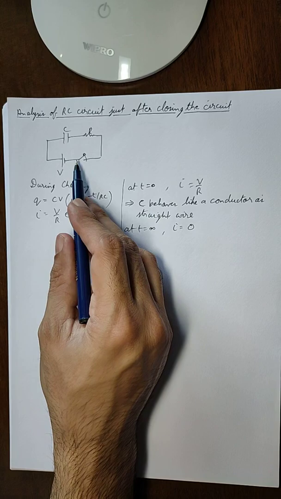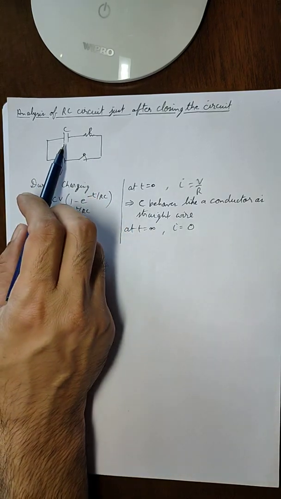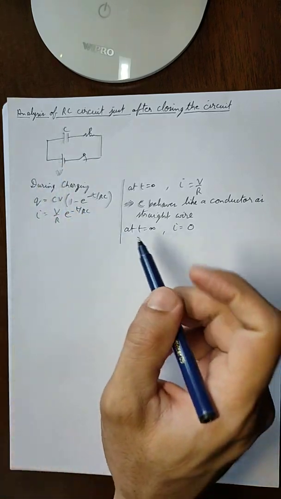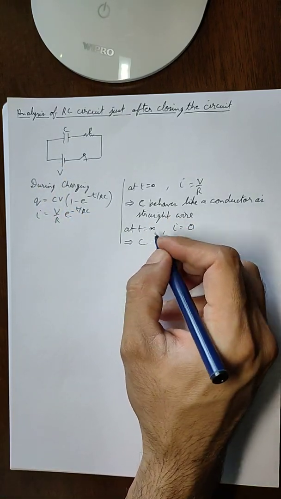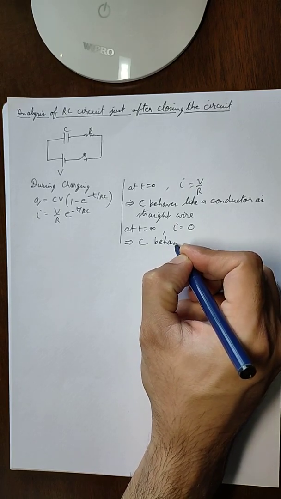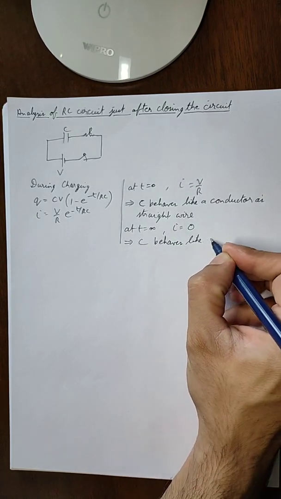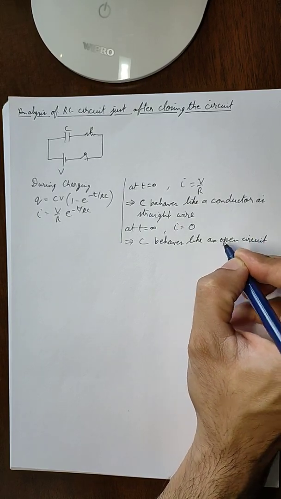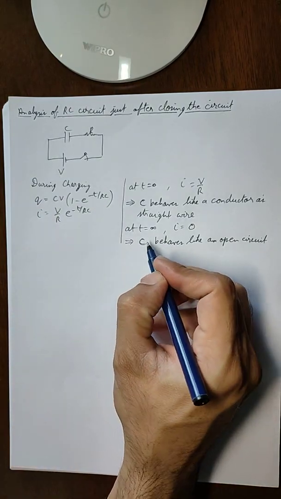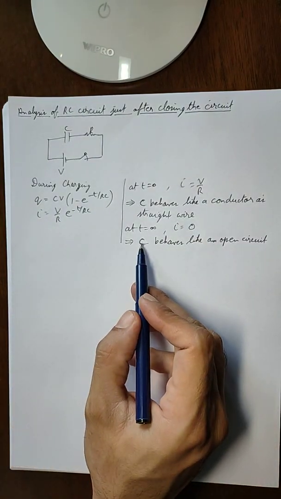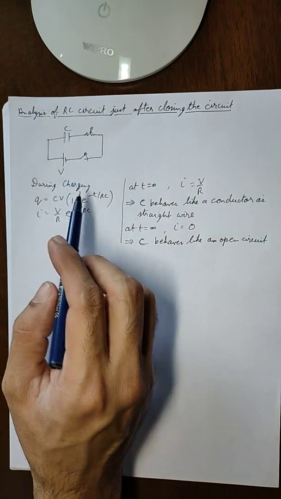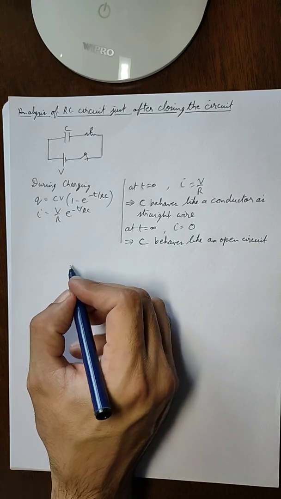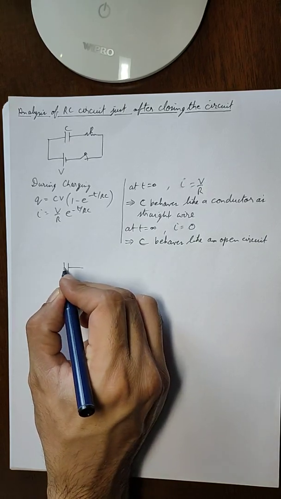That means there is no current flowing in the circuit because the capacitor is fully charged, and now it is not allowing any flow of charge from the battery. So we can say that at t equals to infinity, C behaves like an open circuit. As if the circuit is open, the wire is broken from between and there is no current flowing in the circuit. So this is the behavior of the capacitor during charging at t equals to 0 and at t equals to infinity. Similarly, we can explain it during discharging also.